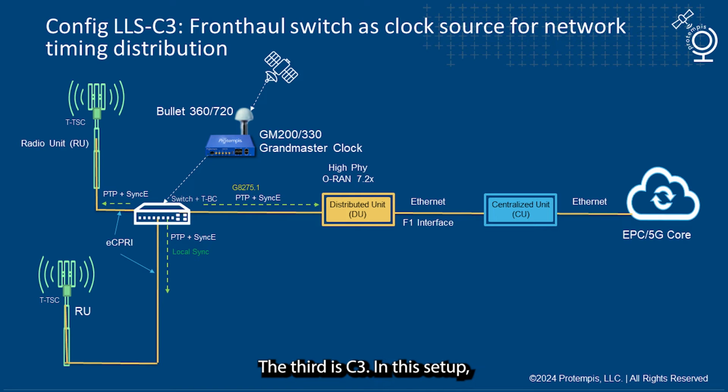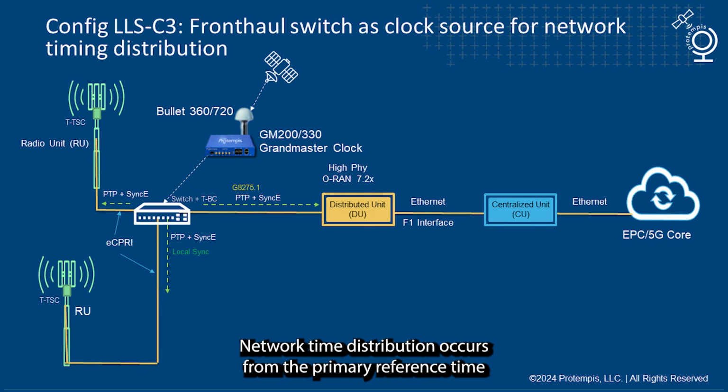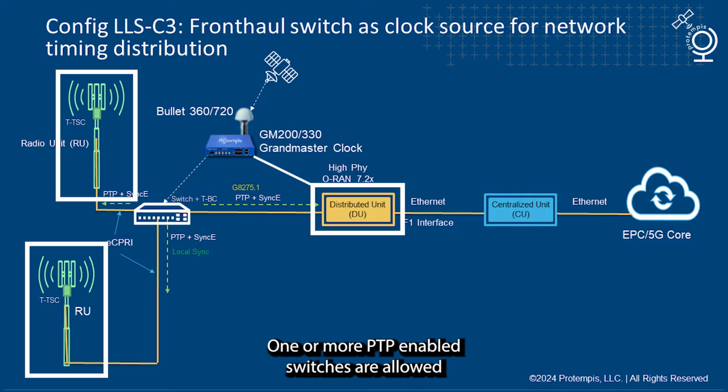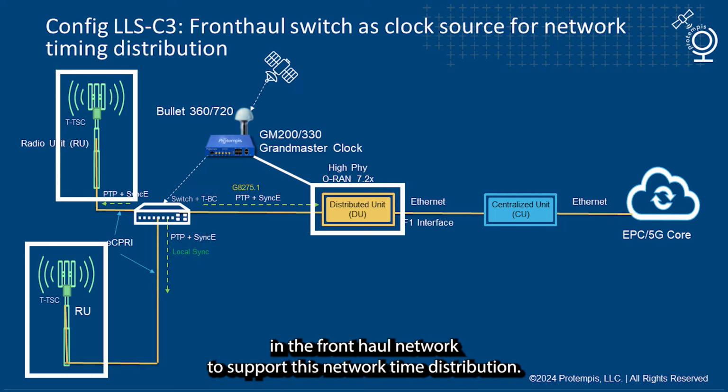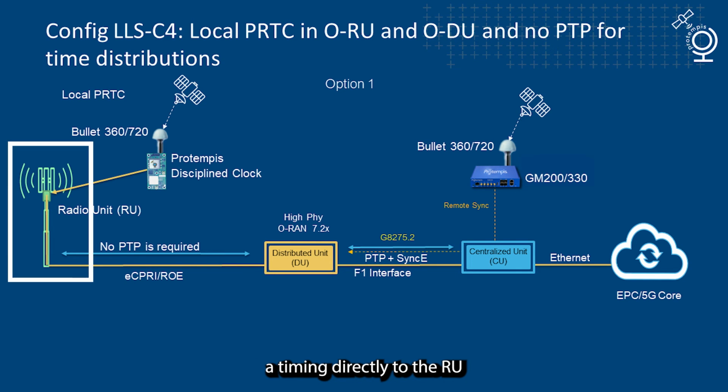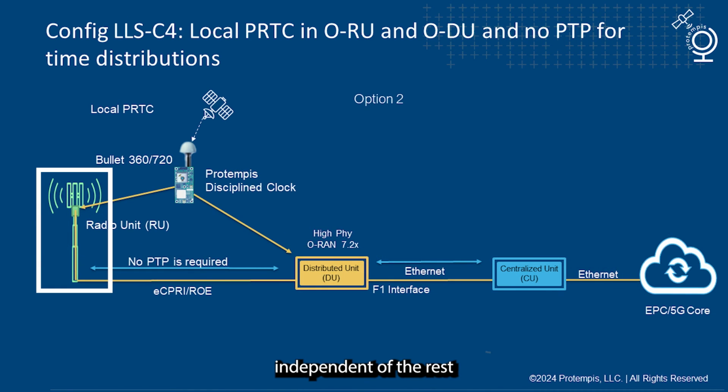The third is C3. In this setup, network time distribution occurs from the primary reference time clock or the telecom Grandmaster to both the DU and the RU. One or more PTP-enabled switches are allowed in the front haul network to support this network time distribution. The fourth configuration, C4, is where a local GNSS receiver provides timing directly to the RU, independent of the rest of the elements in the front haul network.